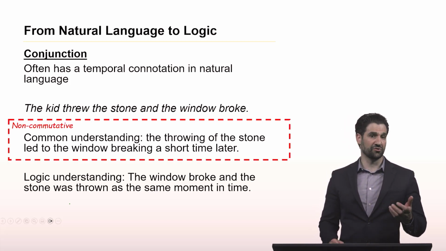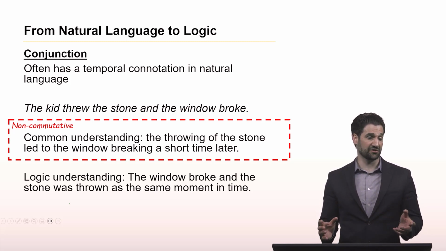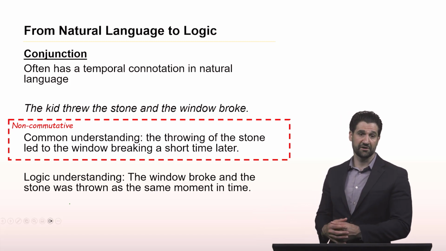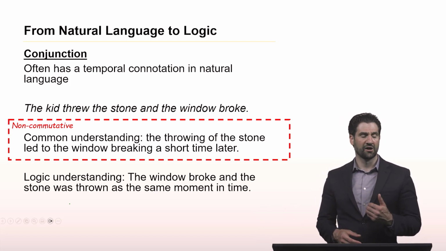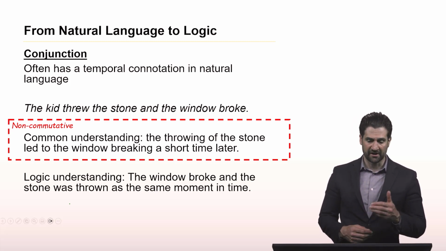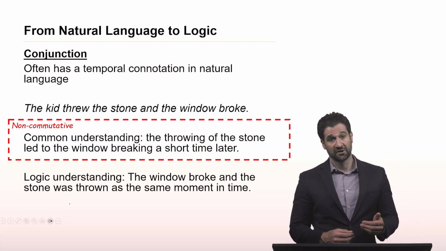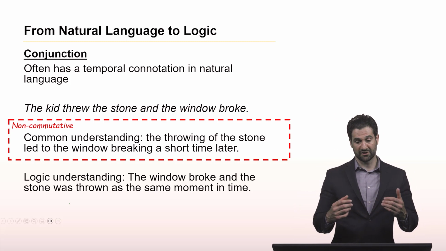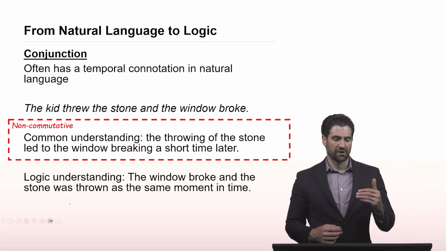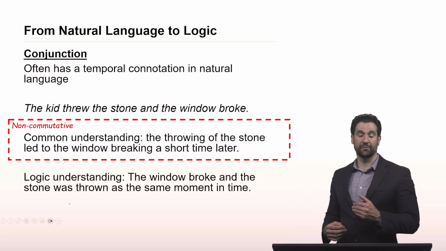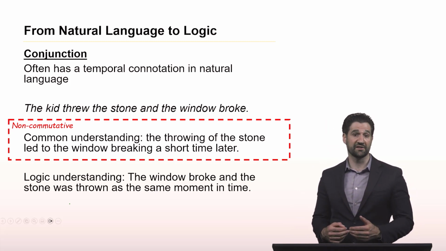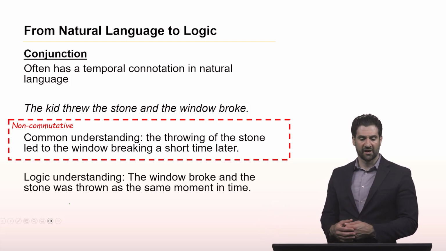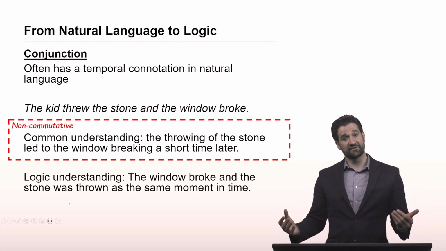And one easy way to detect in the English language whether what you're transforming can be directly represented with the same logical statement is to think about this property called the commutative property. If our understanding is not commutative, then it can't be translated directly into logic using that operator, or using conjunction in this case. So the way we can understand this is, let's flip it around. Does the sentence convey the same meaning? The window broke and the kid threw the stone. And that does not have the same meaning.